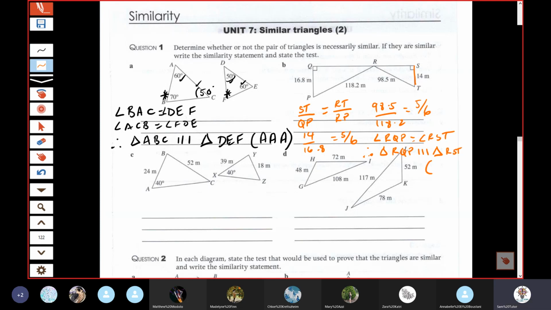And the reason in this case is side, angle, side. There's a side that matches, a side that matches, and an angle that matches. So there's AAA, and then there's SAS. Technically it's an RHS, but I'm not going to get into that. Let's just leave it as an SAS for now.